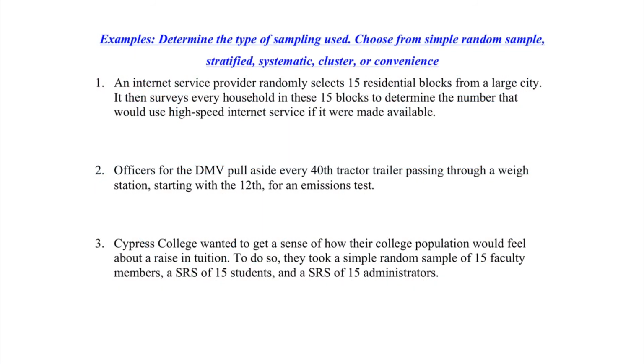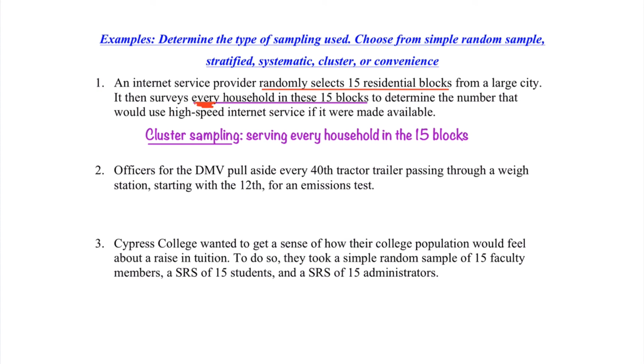So let's wrap up the topic then with our examples here. First, we have an internet service provider randomly selecting 15 residential blocks from a large city. It then surveys every household in these 15 blocks, and that's a big deal to us since we're surveying every household as they try to determine the number that would use high-speed internet service if it were made available. So first they are randomly selecting 15 blocks from a larger population that would be the city, and then we're surveying every household, not randomly selecting households within these 15 blocks. Since we're surveying every household in those 15 blocks, that makes this a cluster sample.